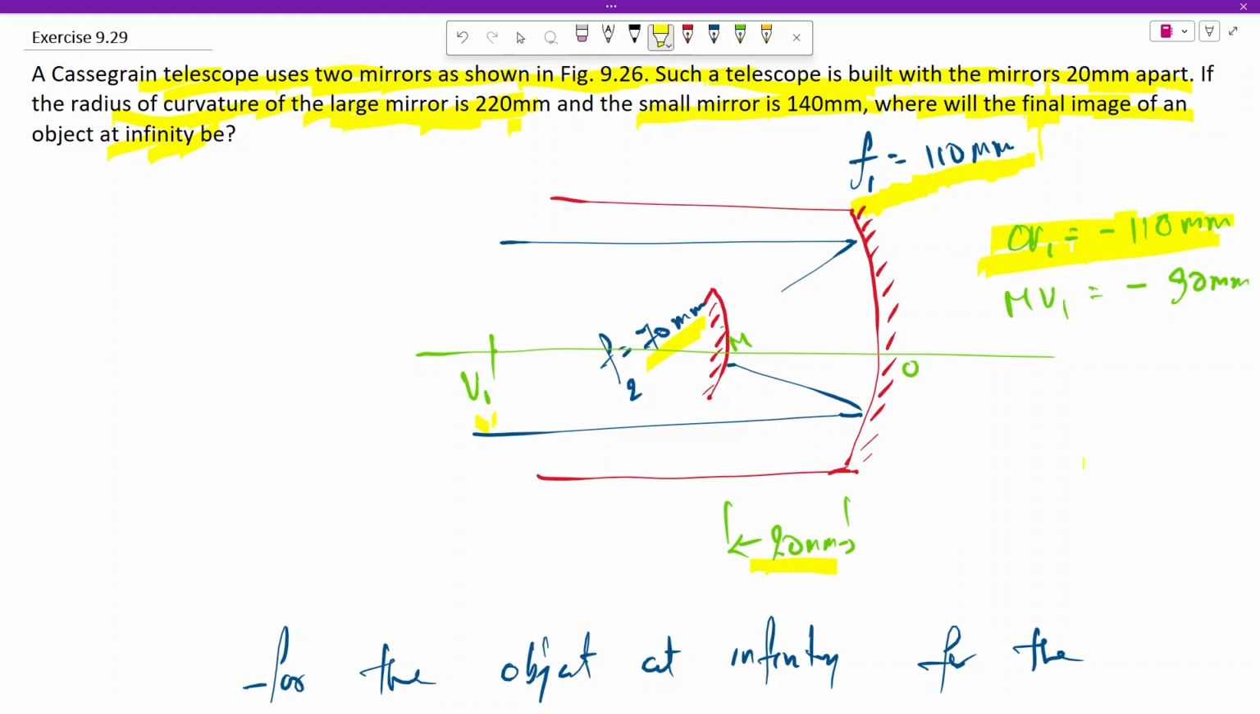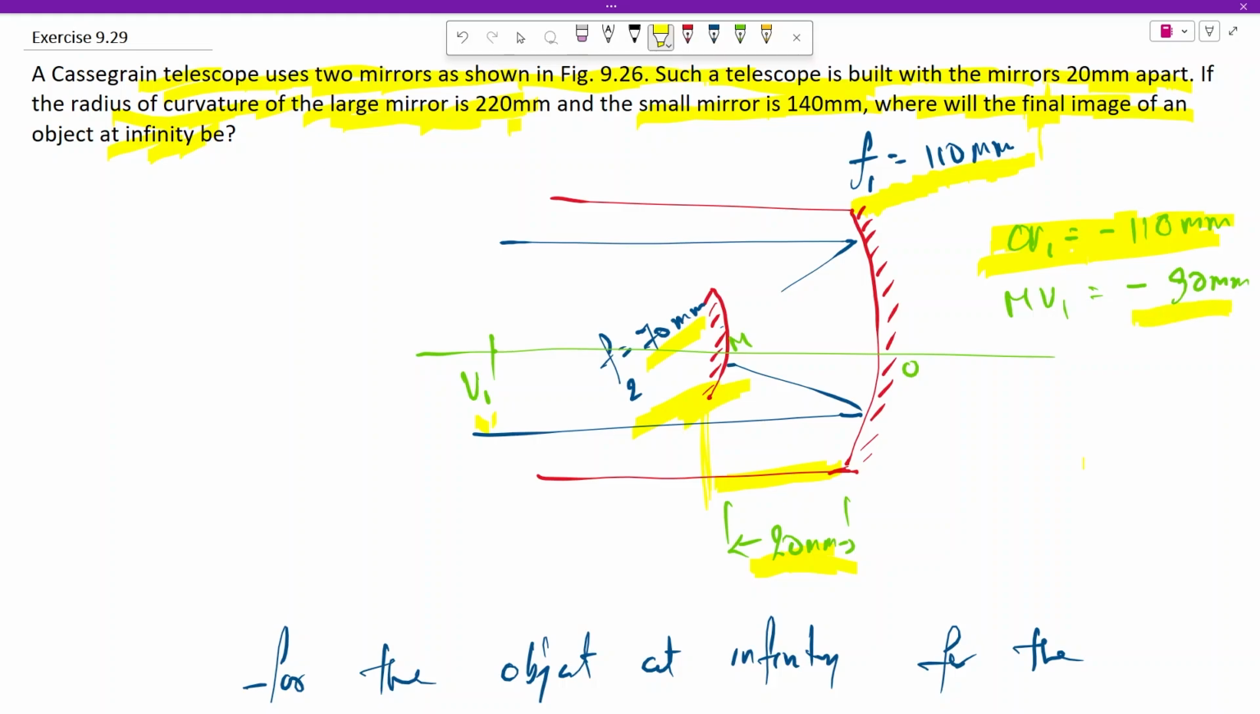Now this image is going to act as a virtual object for the second mirror. Since the second mirror is positioned 20 mm in front of the first mirror, the object position for this second mirror is going to be 110 minus 20, and with sign convention it is going to be equal to minus 90 mm.